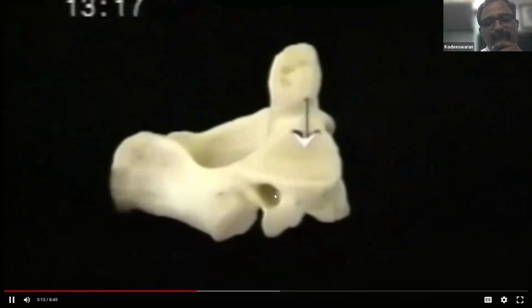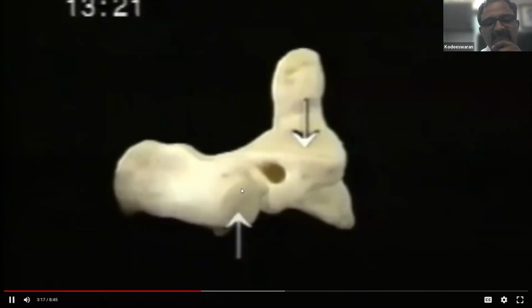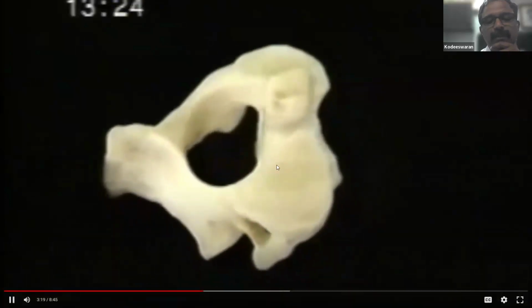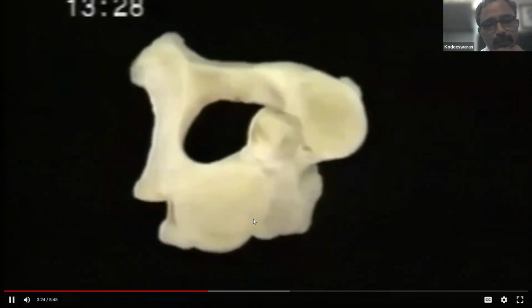This is the vertebral foramen at C2. This is the inferior articular facet. So the superior articular facet and inferior articular facet are not closely related in C2.